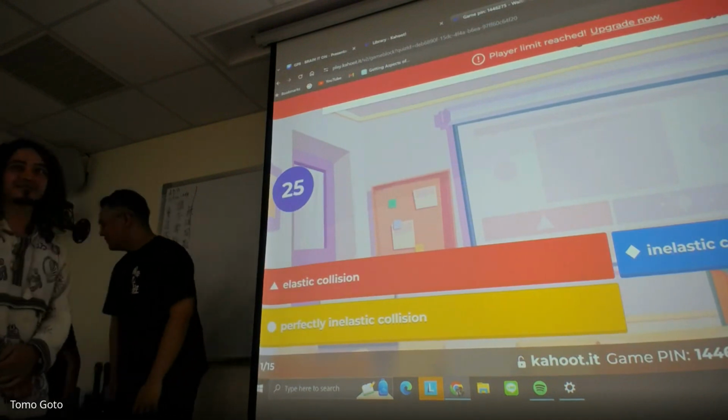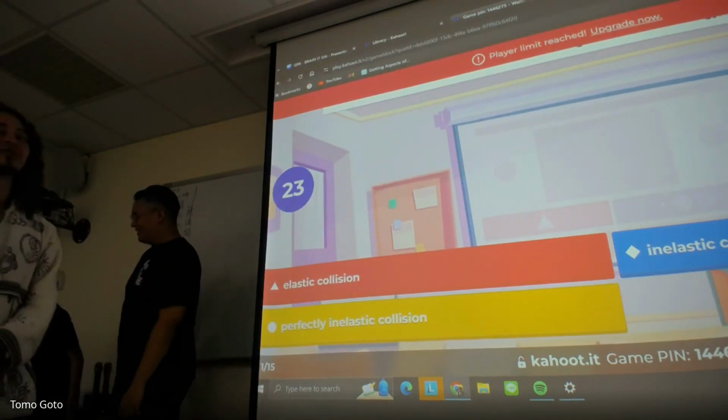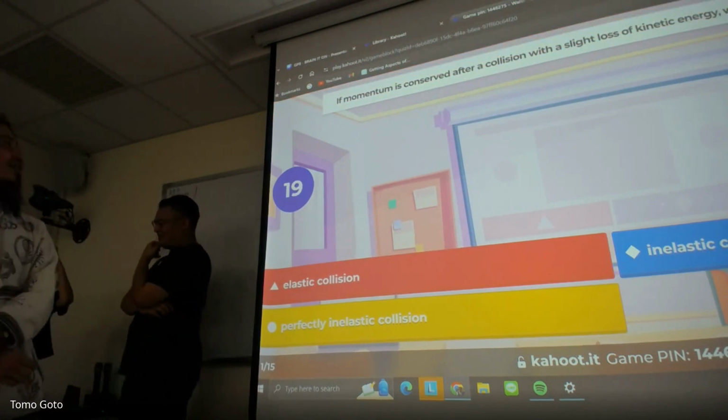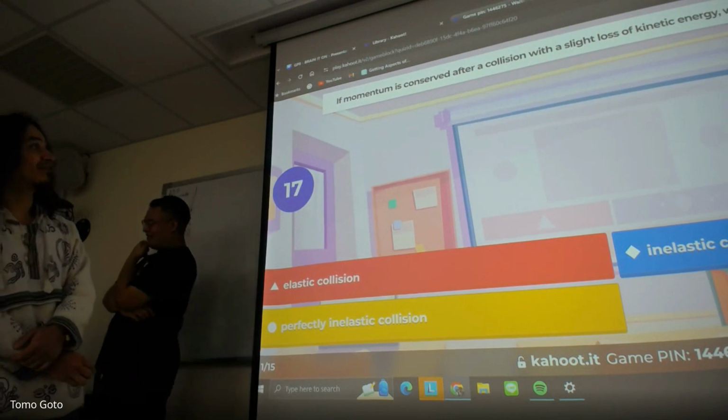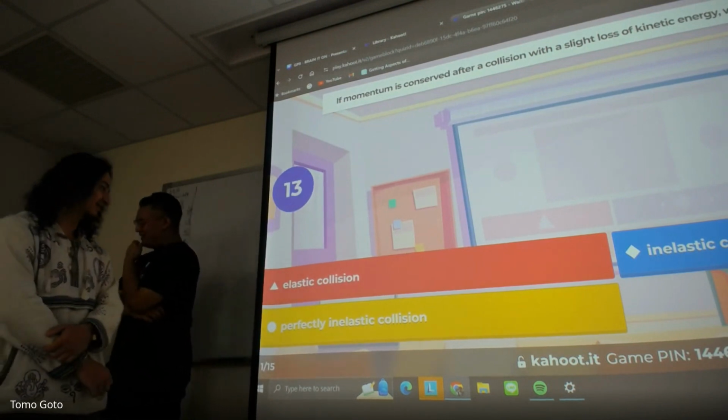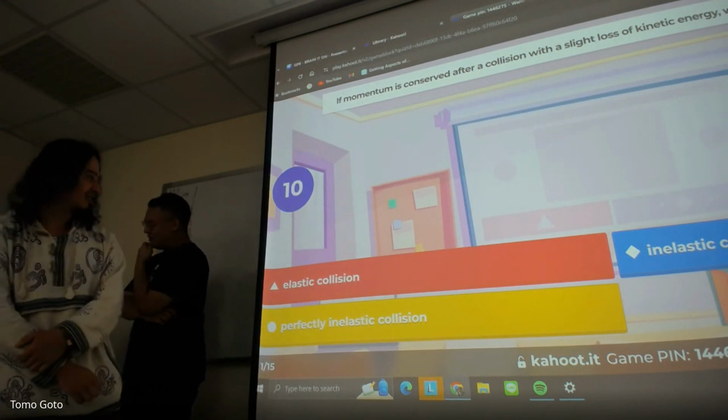So what was the question? If the momentum... Can you include it? If there is... okay, good. Momentum is conserved after a collision, but there is a slight loss of kinetic energy. So what kind of collision is it?